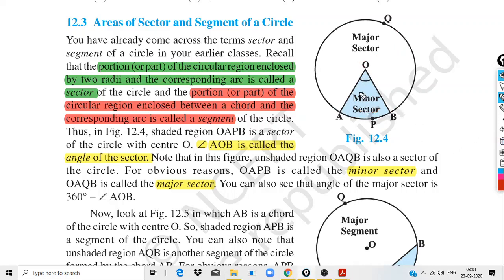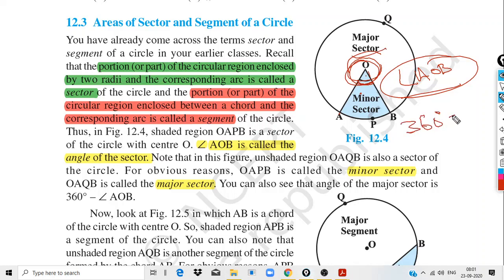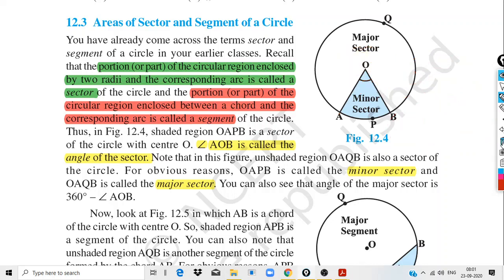Now you can see there is an angle of this sector also. Which one is the angle? The minor sector angle will be angle AOB. Angle AOB will be the angle of this sector, and for the major sector angle, you know that the complete angle is 360 degrees. So the angle of the major sector will be 360 degrees minus angle AOB. Whatever angle AOB is, you have to subtract it from 360 degrees so that you can get the angle of the major sector. So this is about sector.